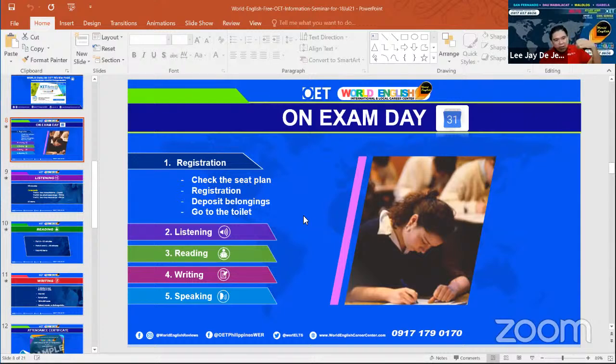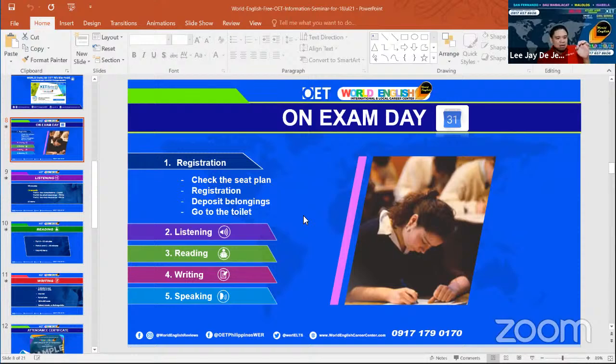So how will the test go on exam day? First of all, you need to be early. It starts at 9, so you need to be there by 8. There will be a registration process, and then they will let you inside the testing room. They will close the doors at 9, and then you're gonna have listening at 9, reading at 10, and writing at 11. Now the difference is for the speaking test.